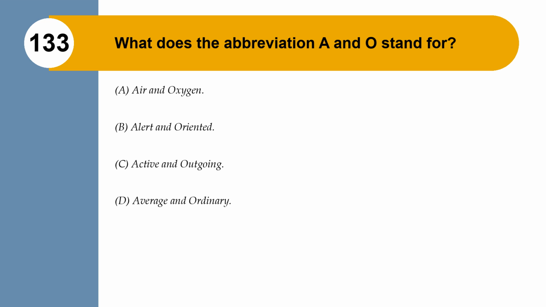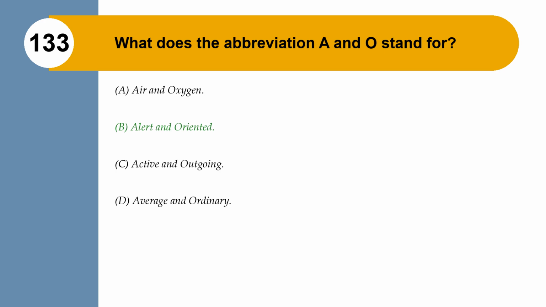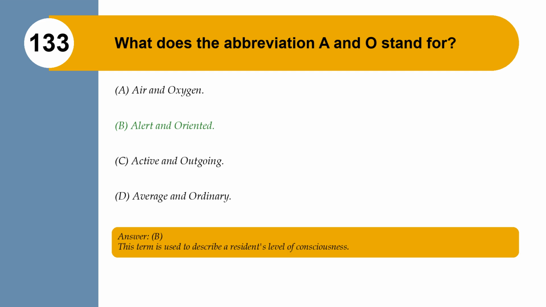Option A, air and oxygen. Option B, alert and oriented. Option C, active and outgoing. Option D, average and ordinary. The correct answer is option B, alert and oriented. Explanation. This term is used to describe a resident's level of consciousness.